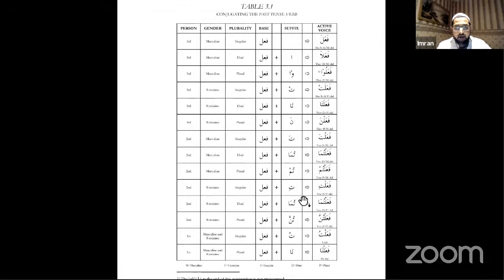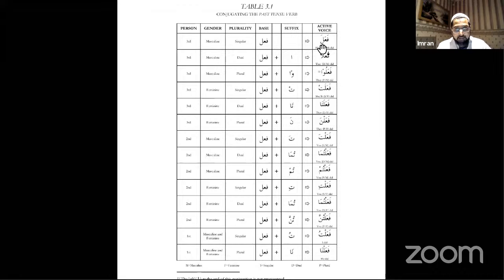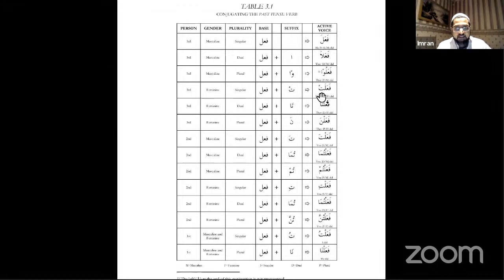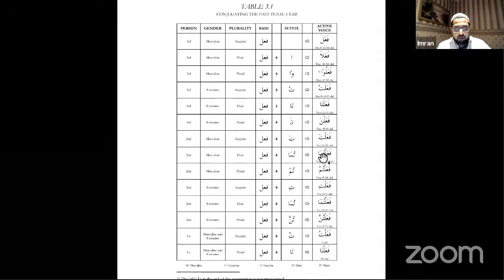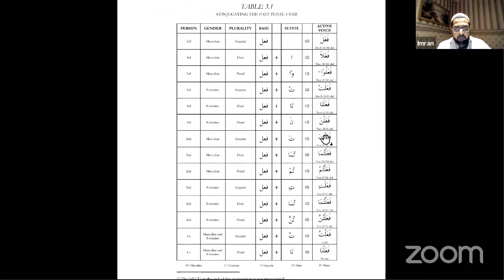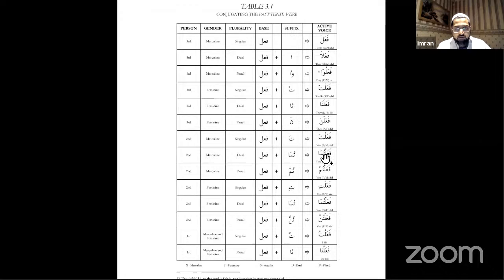Okay, I'm going to conjugate now. Fa'ala, he did. Fa'ala, they both did. Fa'alu, they all did. Fa'alat, she did. Fa'alata, they both females did. Fa'alna, they all females did. Fa'alta, you did one female. Fa'altuma, you both females. Fa'altum, you all female. Sorry, boys. Fa'alta, you one male. Fa'altuma, you two males. Fa'altum, you all males did.